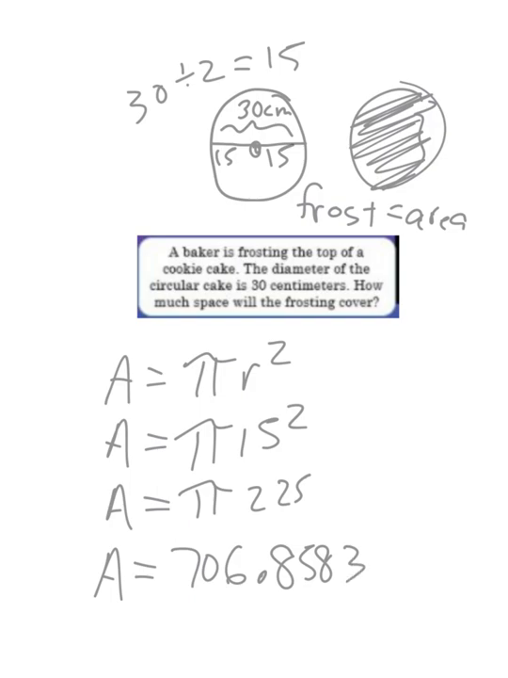706.8583, etc. Now I'm rounding to the nearest tenth, so my cue is going to be this 5 right here. 5 and above, give it a shove. All right, so now we're going to get our area as 706.9 centimeters squared.